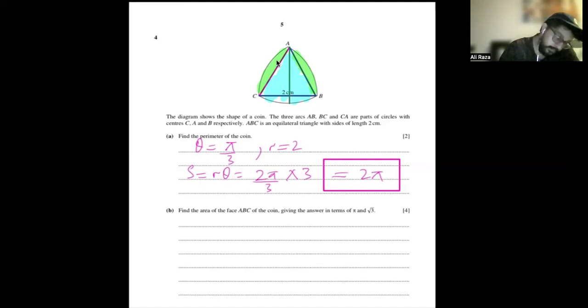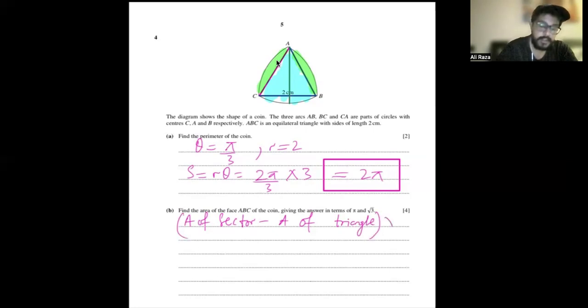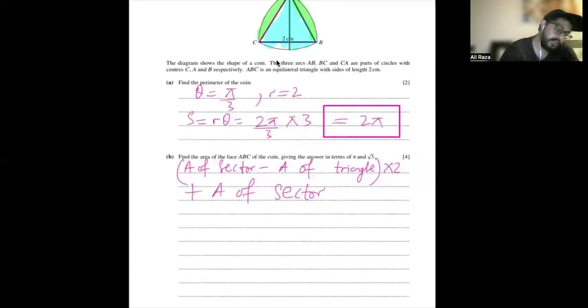Basically, area of sector minus area of triangle gives us the segment, and we'll multiply this by 2 plus area of sector for the third region.